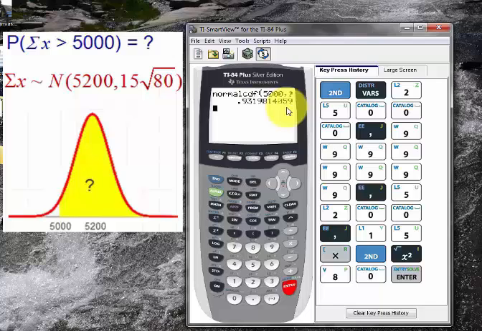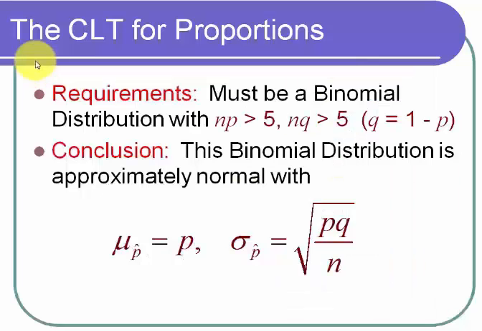Okay, now instead of sums, let's see what happens when we have the yes or no question. This is what I call the central limit theorem for proportions. So first, having a sample size greater than 30 is not enough. What we really need is to make sure that we expect at least 5 people, actually greater than 5 people, to say yes, and greater than 5 people to say no to the question.